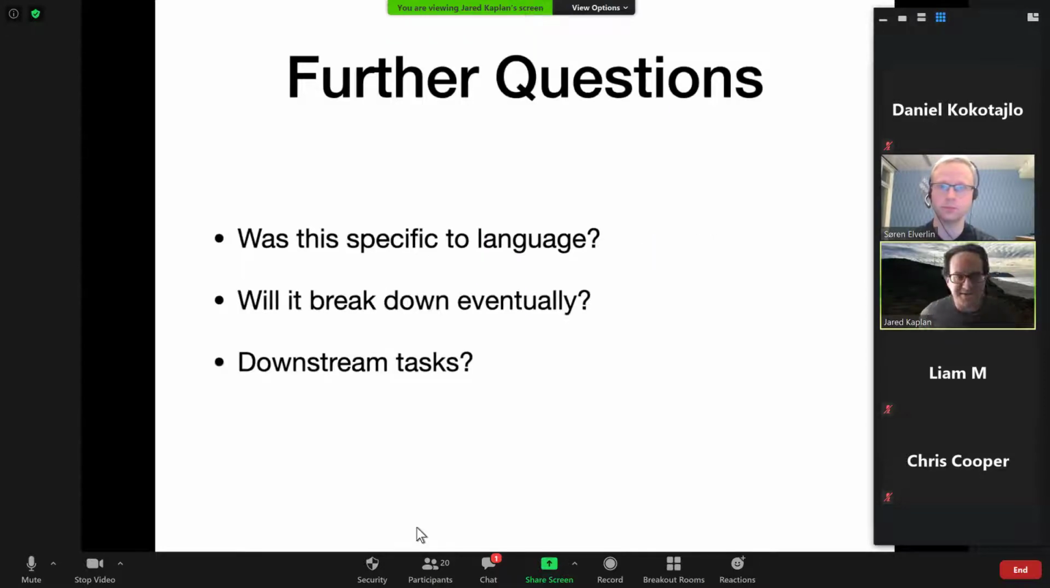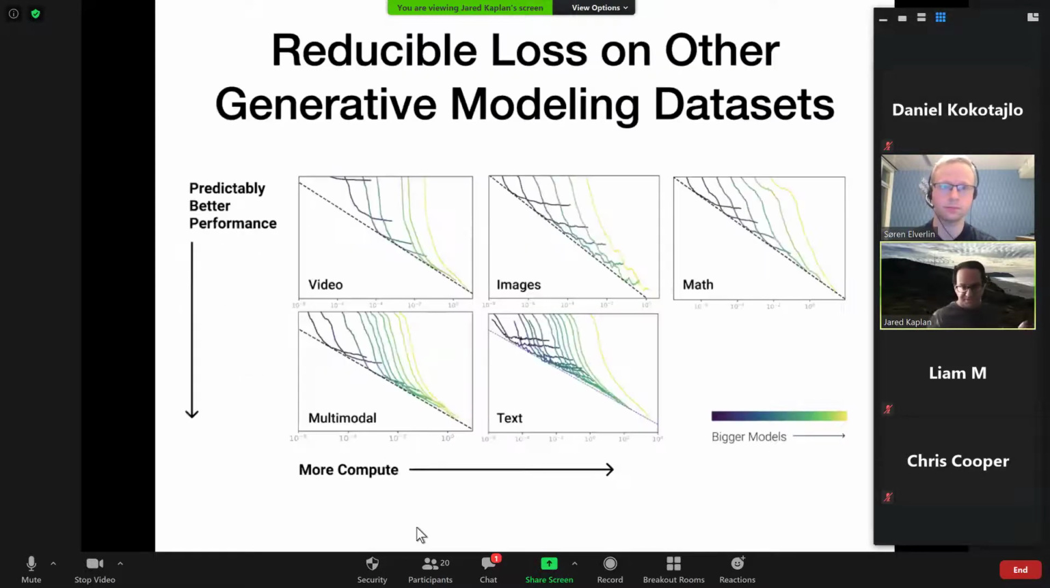And these things aren't really just true for language. So there are some further questions. Is this specific really to language as a data set? Does it eventually break down? And does it actually improve performance on downstream tasks?